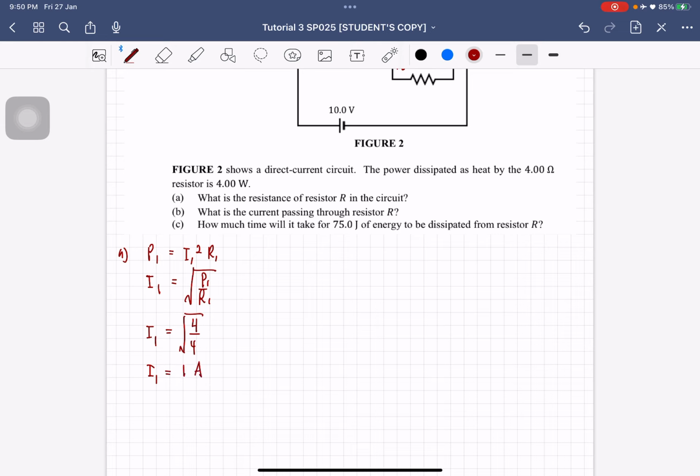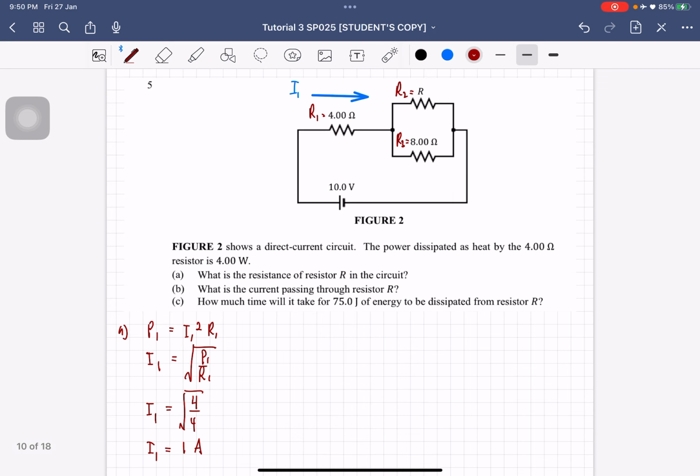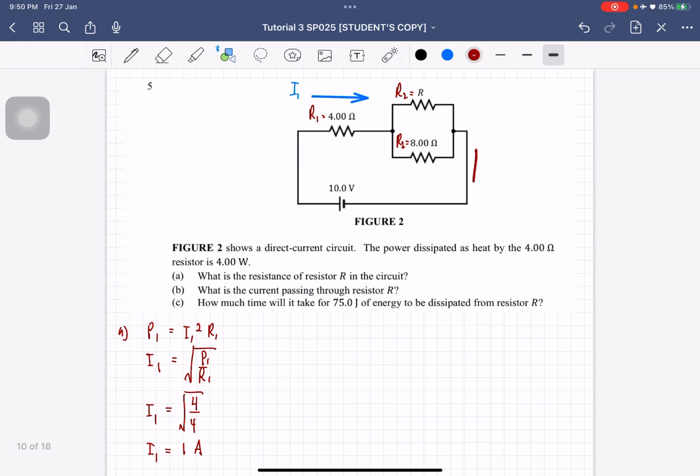After we get the value of current flowing through the external circuit, the current flowing through here is also equal to I1. Everything here must be I1, because this is the current flowing through the external circuit. So this is I1, I1, I1. But when it is at this junction, it will break into 2. So this is going to be a different value of current. I'm going to label this as I2, this is I3. Let's focus on I1 first.